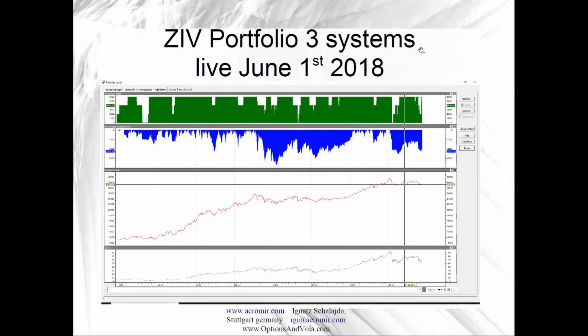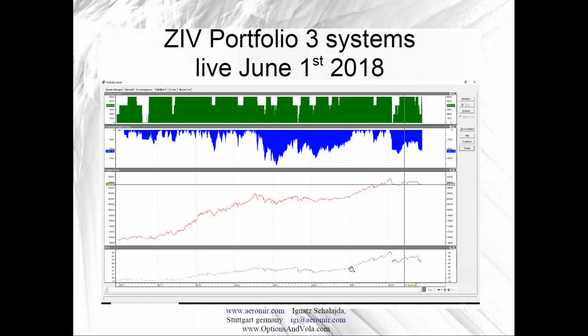Then the last one is the TIF portfolio, 3 systems live since June the 1st of 2018. As you can see here, it's a trend follower and doesn't like sideways. The investment is reduced, but in sideways it might cause some losses. But there is a built-in drift, and built-in drift means you may wait for 2.5 years until the drift is working again.